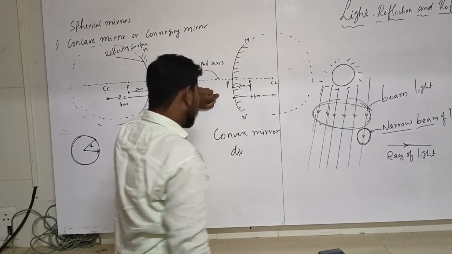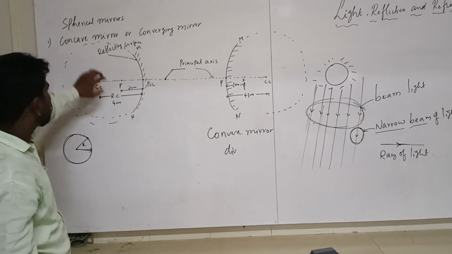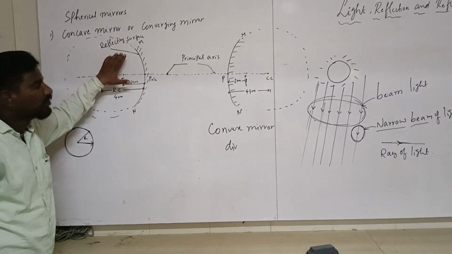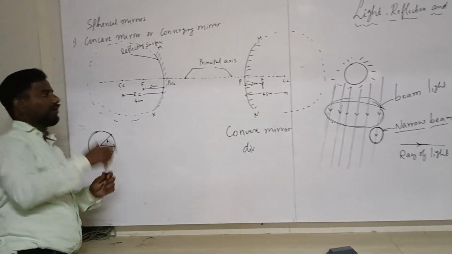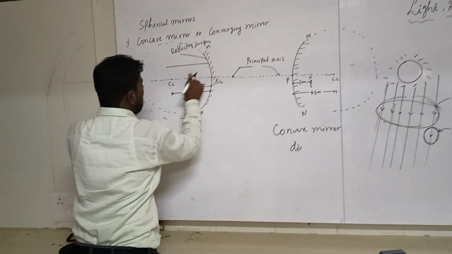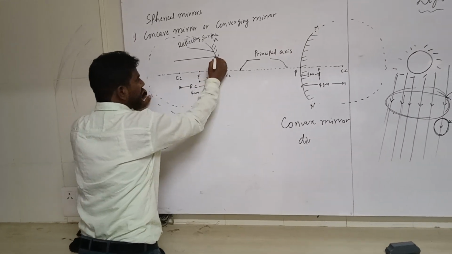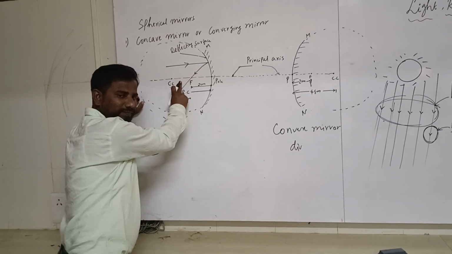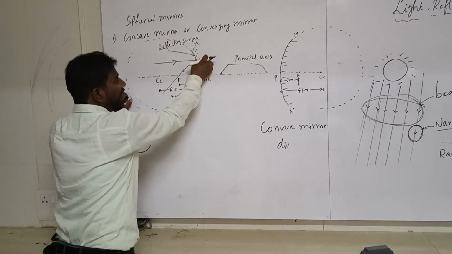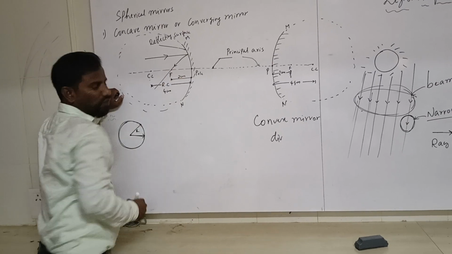So this is a concave mirror, called a converging mirror. Why? Imagine this is an inward wall. If I throw a ball parallel to the principal axis, after hitting, it will move inward. When a ray is incident parallel to the principal axis, after reflecting, it passes through the focus.